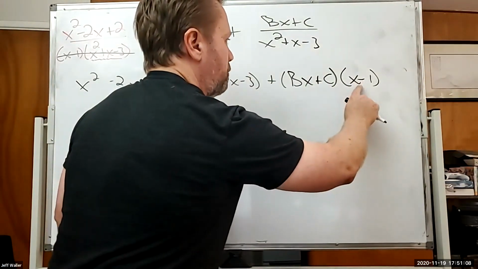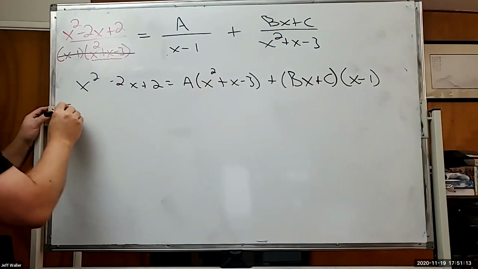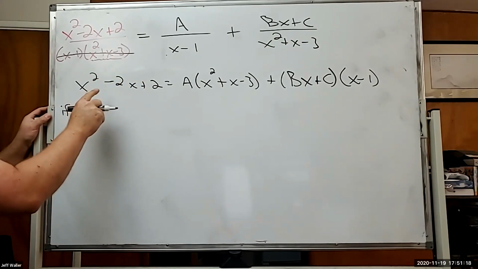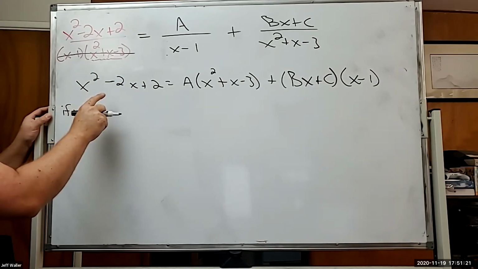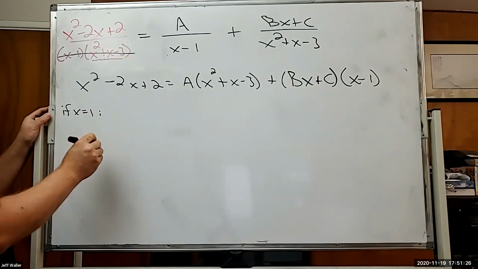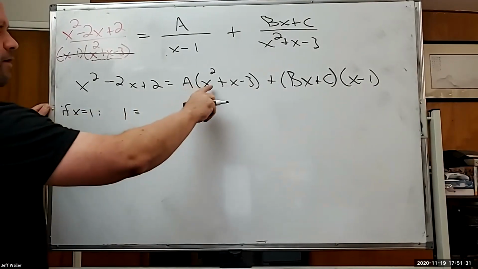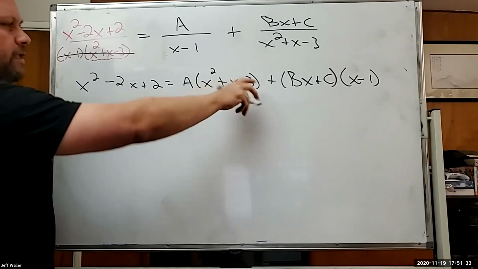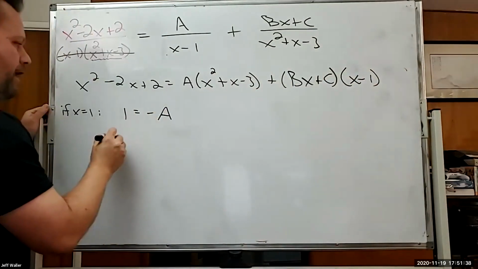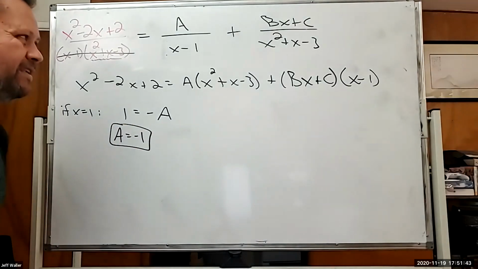Look what 1 does. 1 kills both of these. Die. So if I make x 1, what do I get here? One. Yes, 1. And then here I get 1 plus 1 minus 3, which is -1. So I get 1 equals negative a, and there, that's 0, right? So I get a is -1. I know a is -1. Yay.